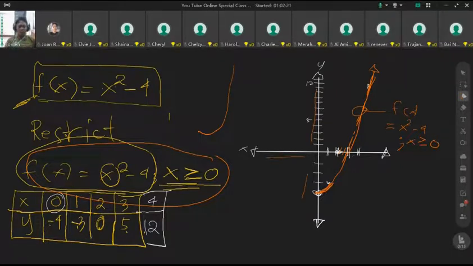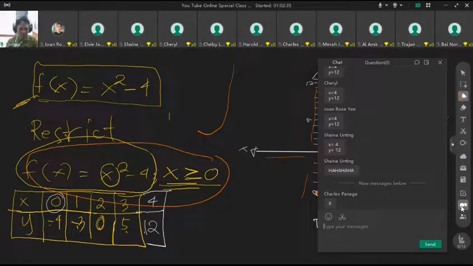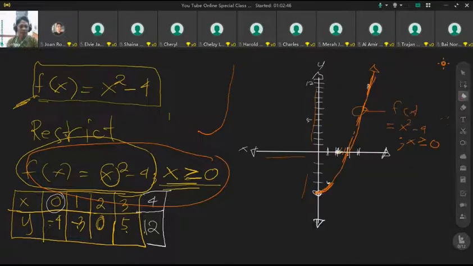Sunod-sunod nila yan na pagkasulat. Nakaparallel siya kasi hindi naman magkasya dito. Sunod-sunod nyo lang siya. Charles, ano yung X? What do you mean by X? Hindi mo na-gets?